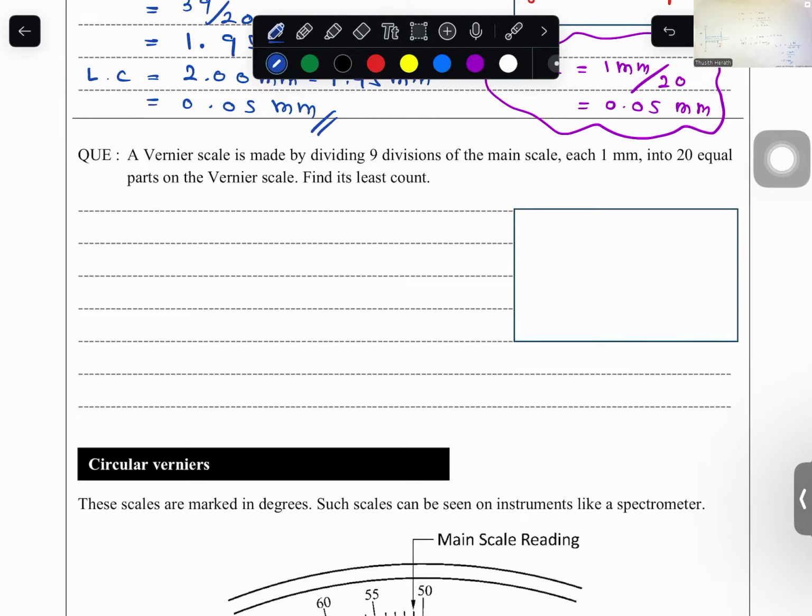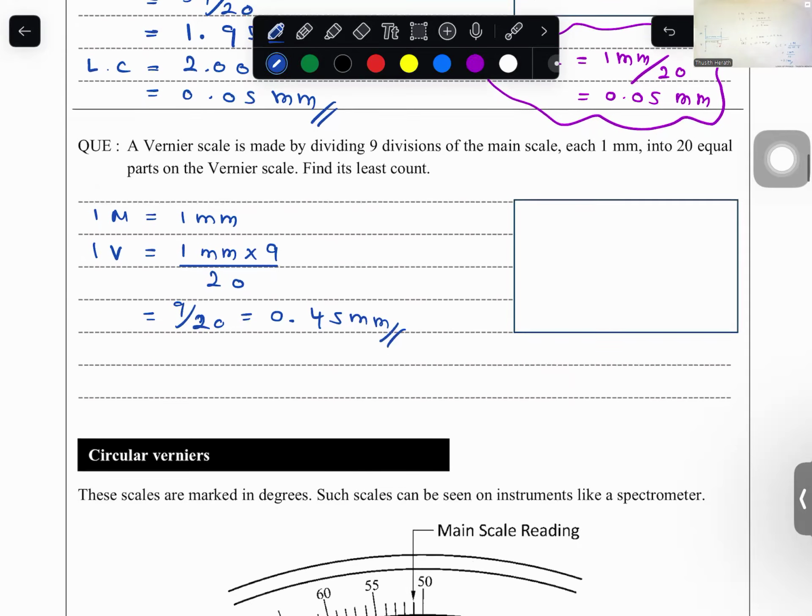A vernier scale is made by dividing 9 divisions of the main scale, each 1 millimeter, into 20 equal parts, right? One main scale division equals 1 millimeter. One vernier scale division equals 9 main scale divisions divided into 20 equal parts, means 9 over 20. The answer is 0.45 millimeters, right?